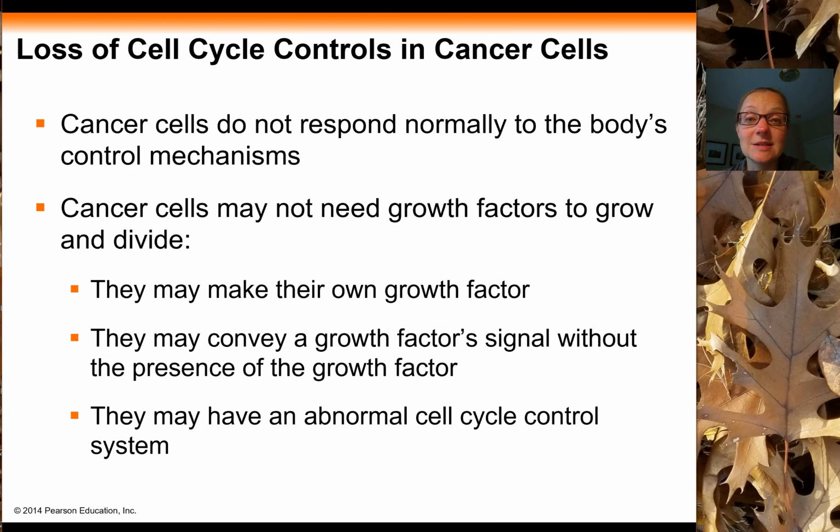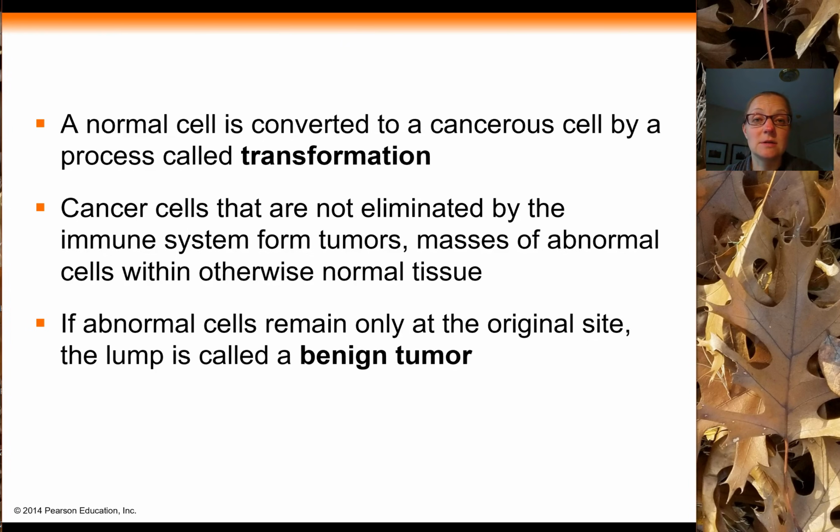And then lastly, they might have some sort of abnormal cell cycle control system that we haven't figured out yet. So there's still a lot of work to be done in terms of our understanding of cancer. But here's what we do know so far. Cancer is a disease. When you think of diseases, many of them you think of as something that I get from outside of my body, right? When I'm sick, I have a bacterial infection.